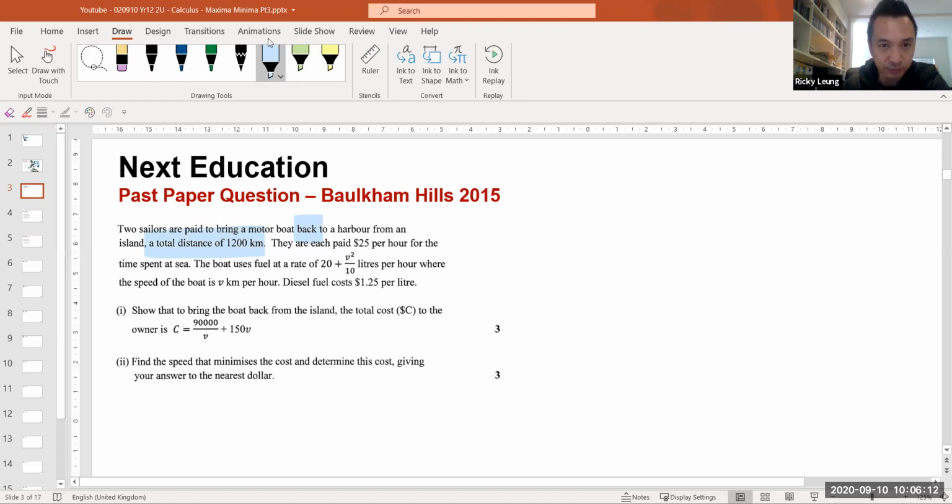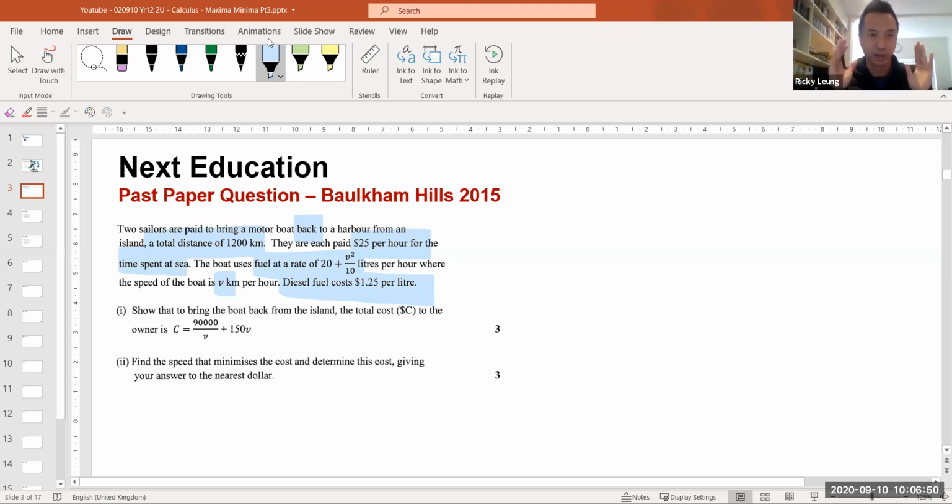Now, first fact. They are paid $25 per hour for the time spent at sea. So however long they take in the ocean to do this job, $25 an hour. And the boat uses fuel at a rate of, so this is the fuel rate, 20 plus v squared on 10, where v is the speed of the boat. There's a lot of highlighting here because there's a lot of facts. And then diesel fuel costs $1.25 per litre.